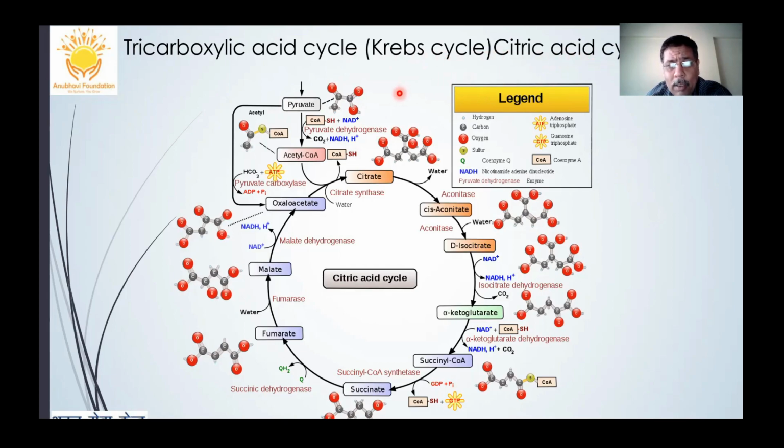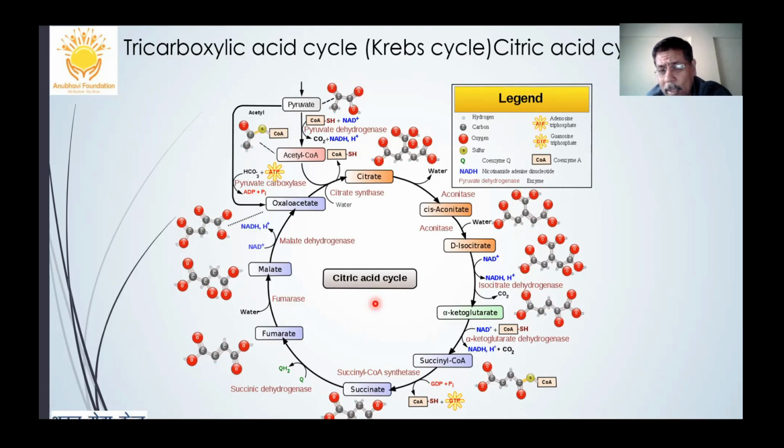Now, the very important thing is that glucose was converted to two molecules of pyruvic acid, which gets converted to acetyl coenzyme A on the membrane or in the membrane of mitochondria, and from there it enters the mitochondria for various steps. It goes into a cyclic pathway which is called the citric acid cycle.